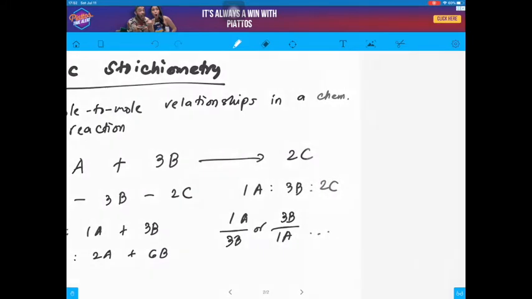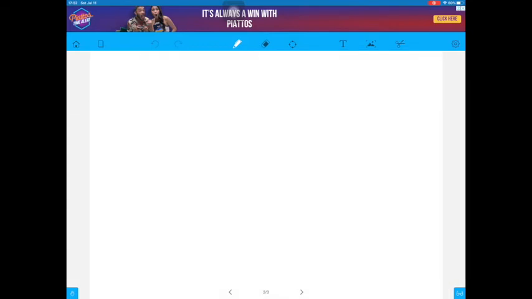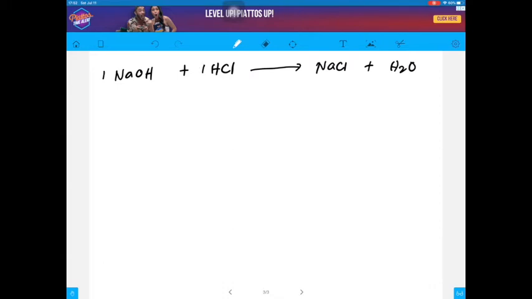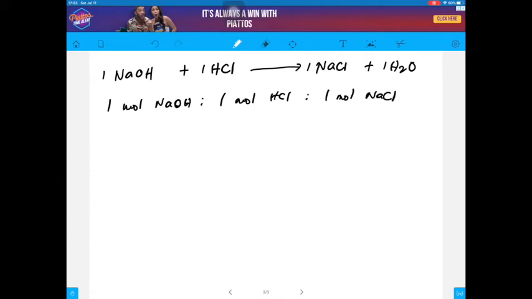In the case of chemical reactions, let's have for example 1 mole of sodium hydroxide will react with 1 mole of hydrochloric acid to produce 1 mole of sodium chloride and 1 mole of water molecule. This can be interpreted into many different relations, such as 1 mole sodium hydroxide is to 1 mole of hydrochloric acid is to 1 mole of sodium chloride. So you can make any other ratio based from this relation. Let's have a brief example.